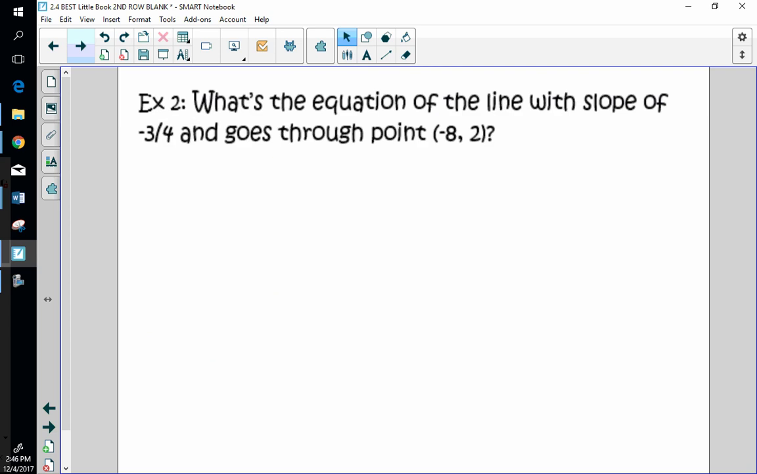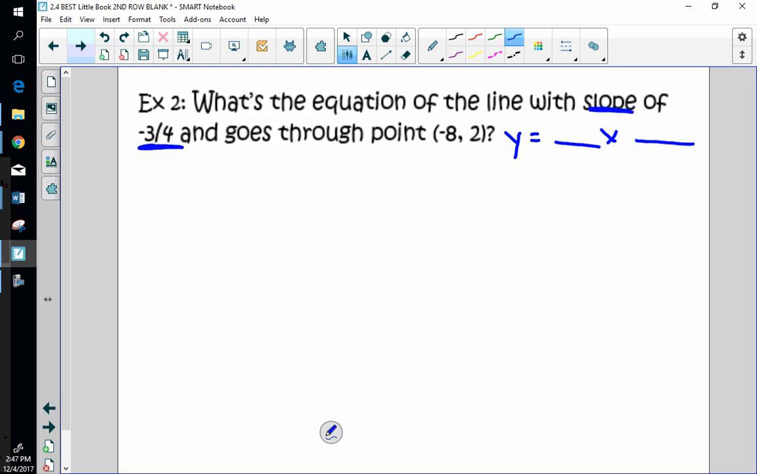This example 2 says, what's the equation of a line with slope of -3/4 and goes through point -8, 2? We're going to start the same thing. We're going to start it with our little skeleton formula for our answer. We need to find an m and a b. And again, you told us what the m was. You told us the slope. You said the slope is -3/4. So we're going to fill that in. The slope is -3/4. So again, without doing any math, we know part of the answer. We know the part that is y is equal to -3/4 x.